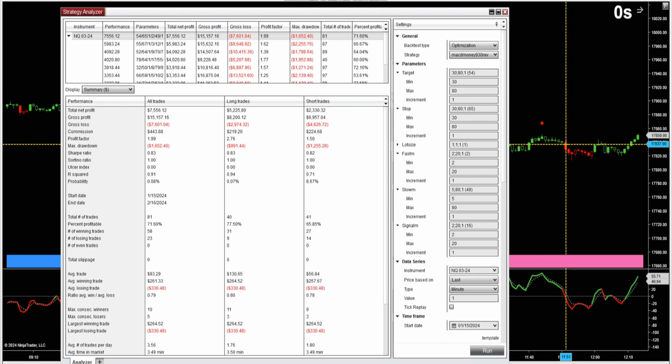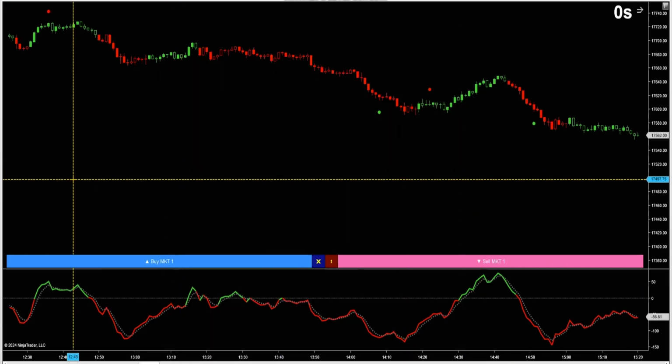I kind of prefer to have one base setting that works well in most market conditions, rather than constantly trying to change it all the time. These settings are great for this past month, but who knows what they'll be like for the next month. It's always changing.